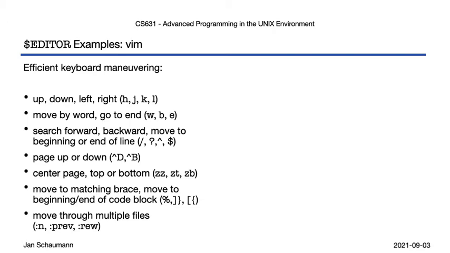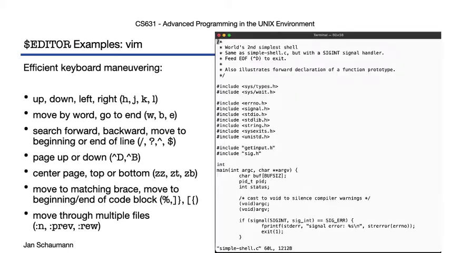Let's illustrate by example. Here we are using the code example from our CTEX tooltip. It is a variation of the simple shellcode example from our very first class. As I go through the example movements, you will see the key combination pop up in the bottom left.